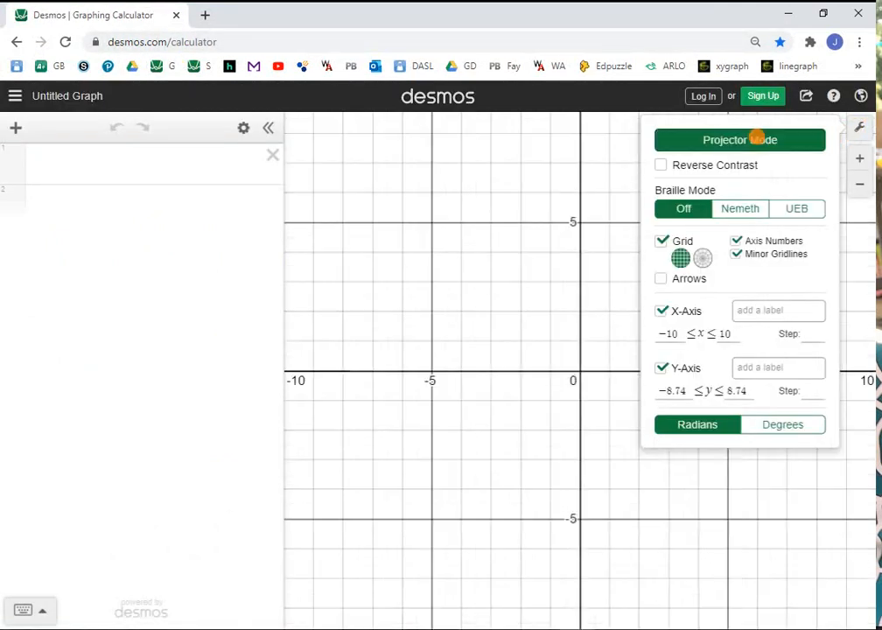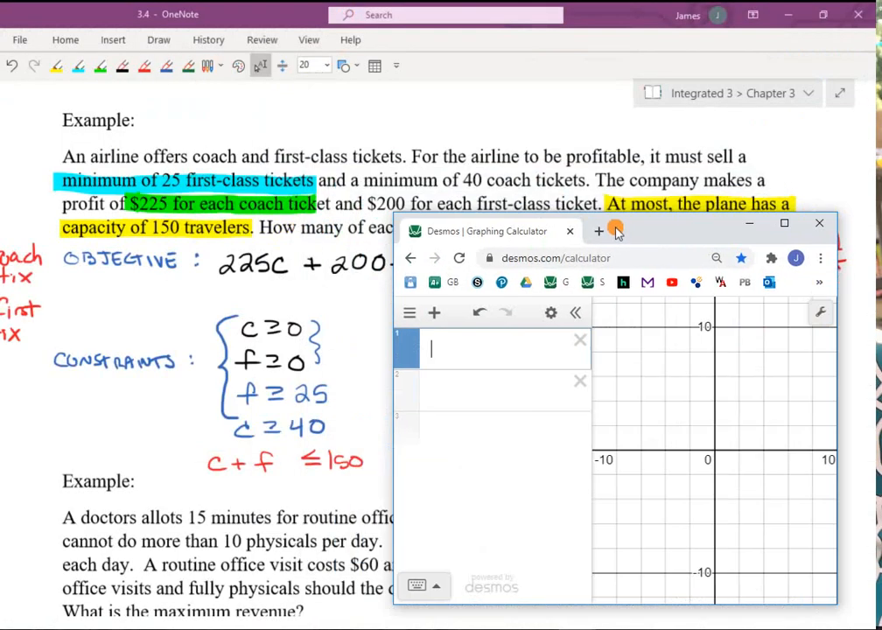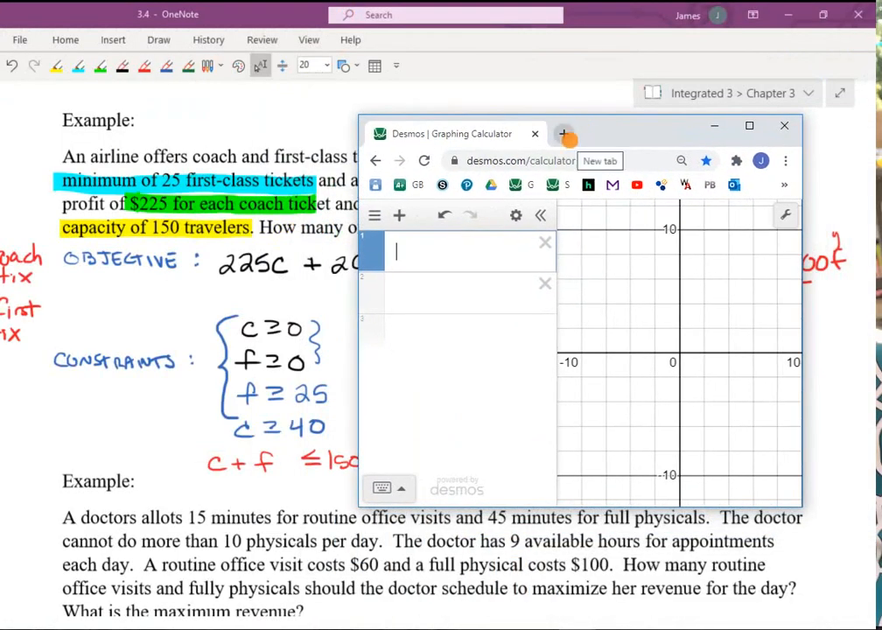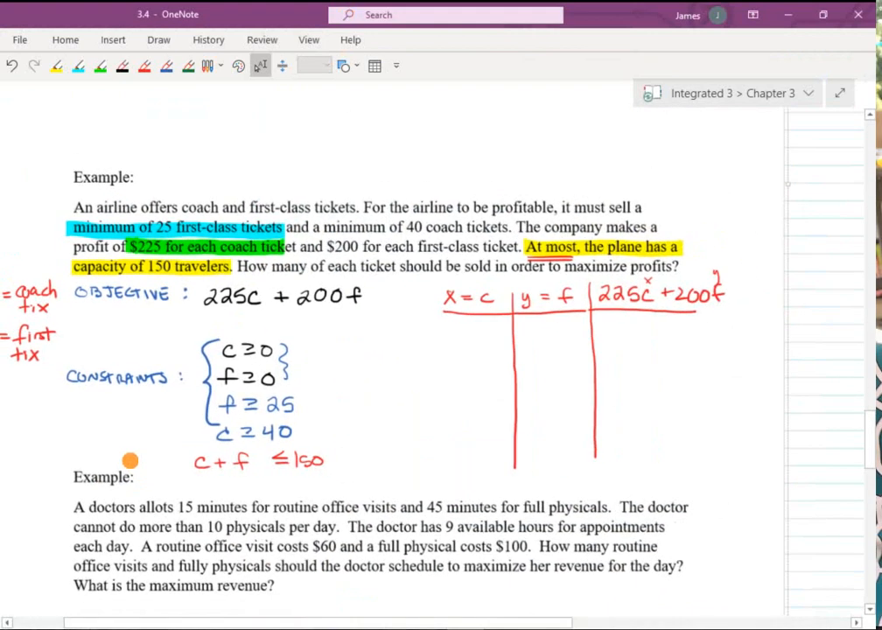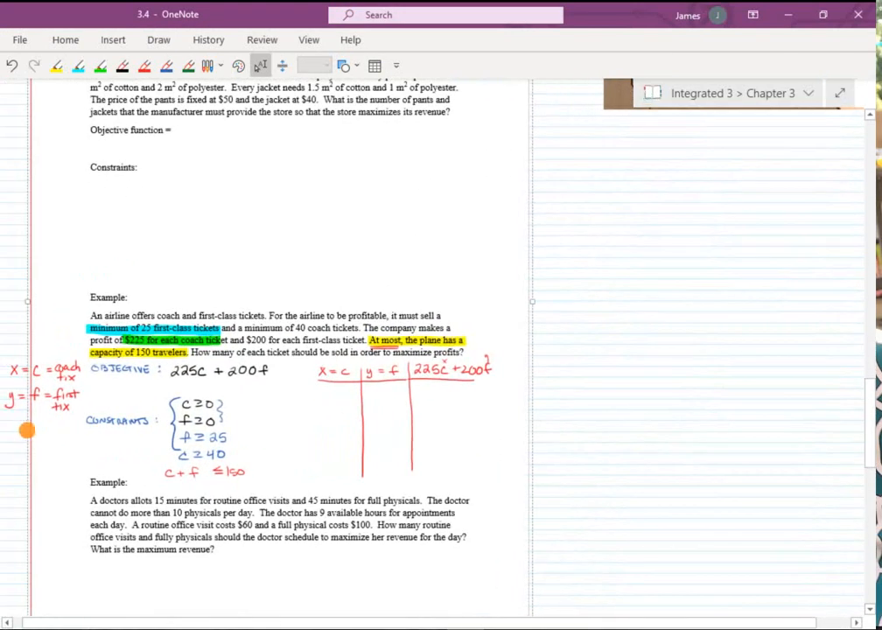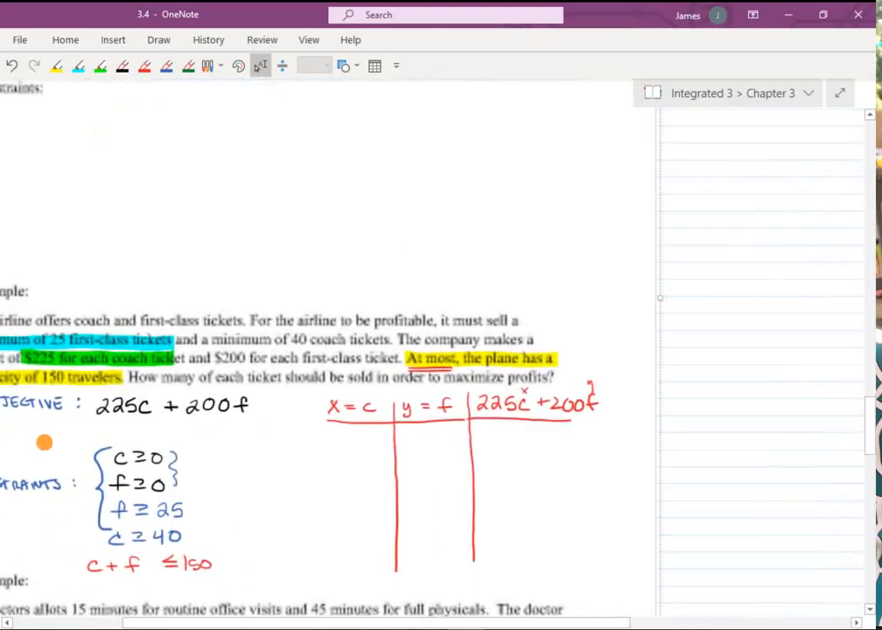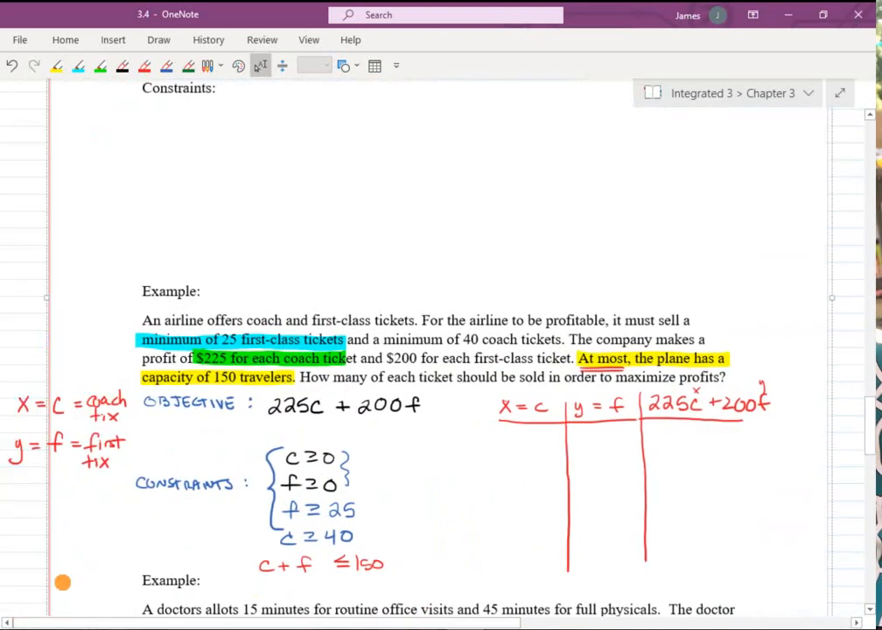And we're going to type in all of those constraints. Okay? So remember, and if you want to do this, I think maybe it makes sense to do this now. Zoom in. So remember, X was C. So then wherever I see a C, I'm going to replace it with X. F was a Y. Y, X, X, and that becomes a Y. Okay? Because that's how I have to use Desmos.